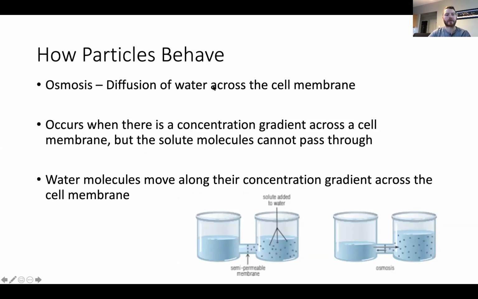So, how particles behave. Osmosis is an important term, so make sure you are familiar with this. Osmosis is the diffusion of water in particular across a cell membrane. If we look at our images at the bottom of the slide here, we have a semi-permeable membrane, meaning that only some things can get through the membrane, not all things. In this case, water is able to pass through that semi-permeable membrane.